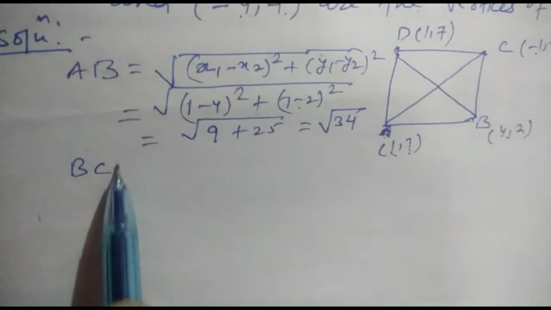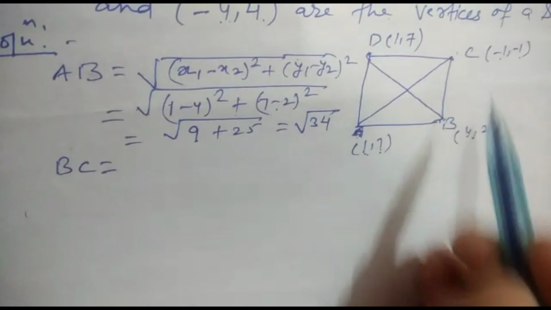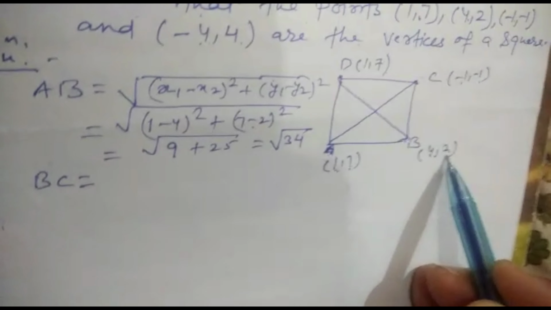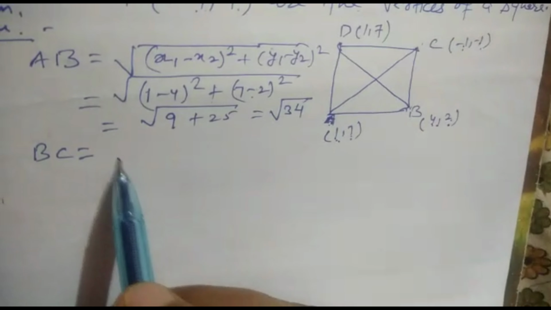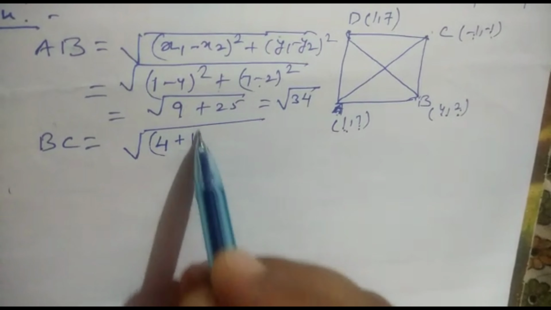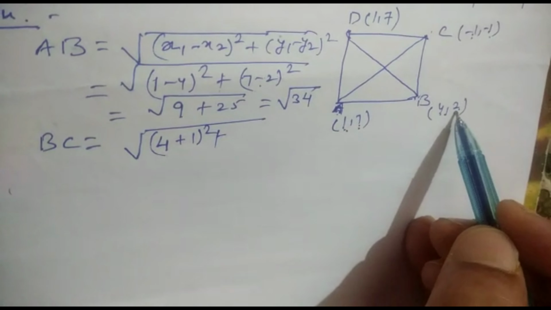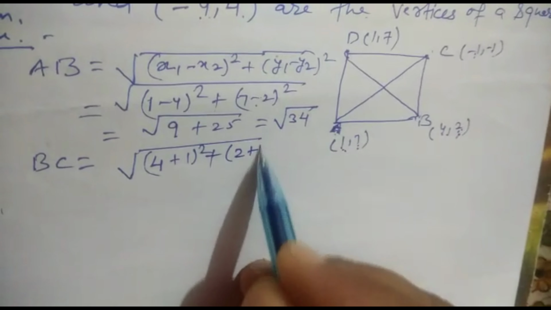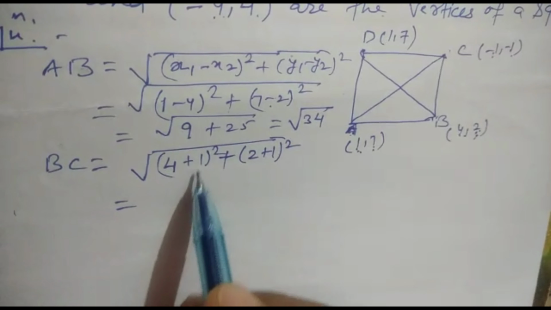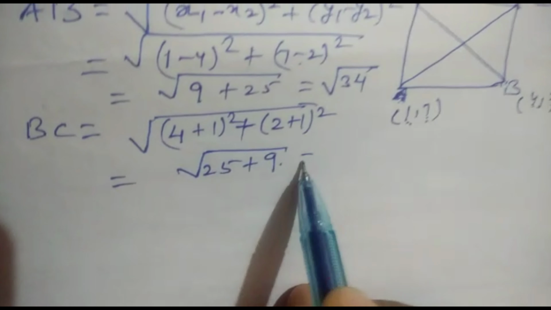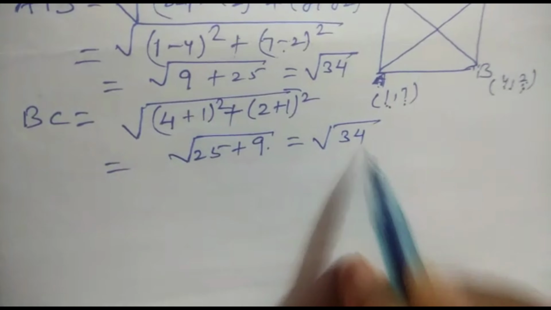Now I will find BC using the distance formula. In BC, x1 is 4 and y1 is 2. x2 is -1 and y2 is -1. So under root (4 minus -1), that is 4 plus 1, plus (y1 minus y2), 2 minus -1, that is 2 plus 1. This is 5 square, that is 25, and this is 3 square, that is 9. And this is under root 34 also.